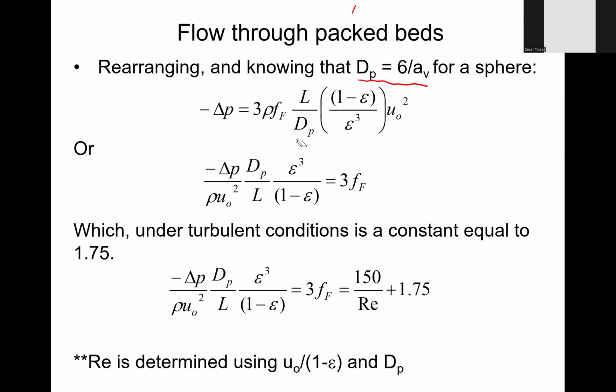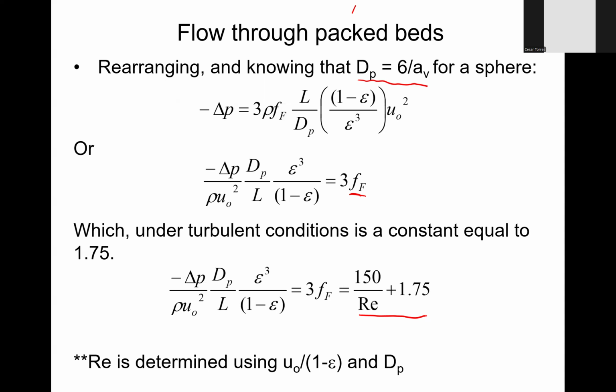You can rearrange this energy balance just to get an idea of the friction factor. So if I put it in this way, I have a value of 3FF equal to delta P over rho U0 squared, times dP over L, and then epsilon cubed over 1 minus epsilon. That has been determined, similar to the Fanning diagram, for packed beds. It has been determined that this value of 3FF is going to be equal to 150 over Reynolds plus 1.75.